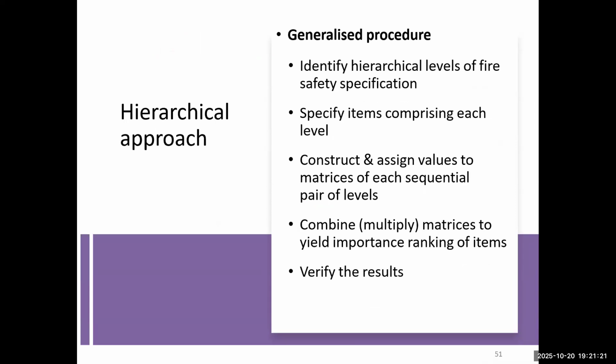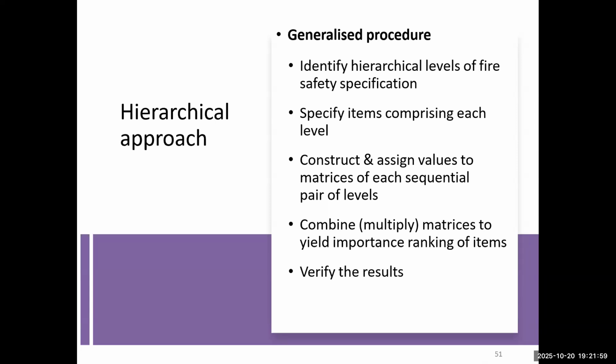Now let's look at a structured 5-step method. This is how we construct our hierarchical approach. This approach systematically translates the high-level fire safety policy into specific actionable items. So firstly, you define your hierarchy of the decision making from the policy down to the objectives, like the strategies, attributes, and finally measurable survey items.